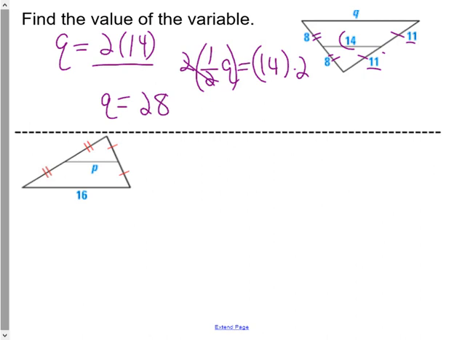Again, we're given the larger side, so it's the same setup that we just did up here. Half of the long side equals the short. So half of 16 equals P, so P is 8.